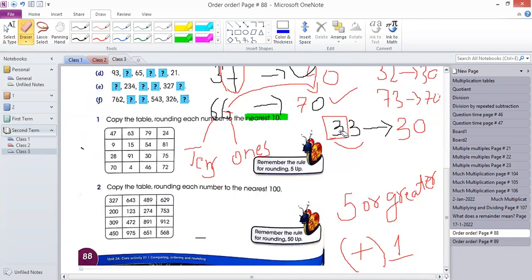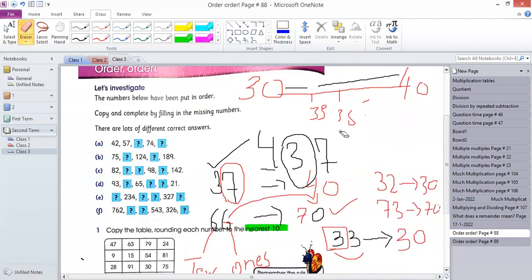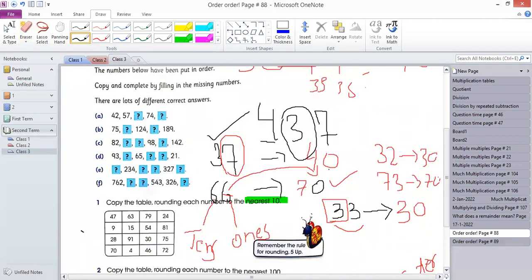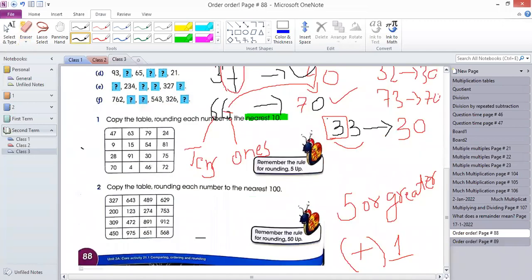What technique did I discuss with you to round it off if you don't draw the number line? This is very simple, guys. Check the number before tens, because you are rounding to the nearest ten. The number before tens, this is 3 tens, the number before tens is 7. Now check this number: is 7 equal to 5 or greater than 5?